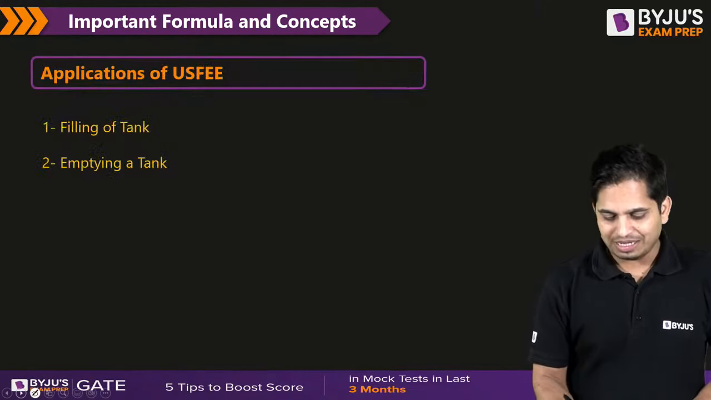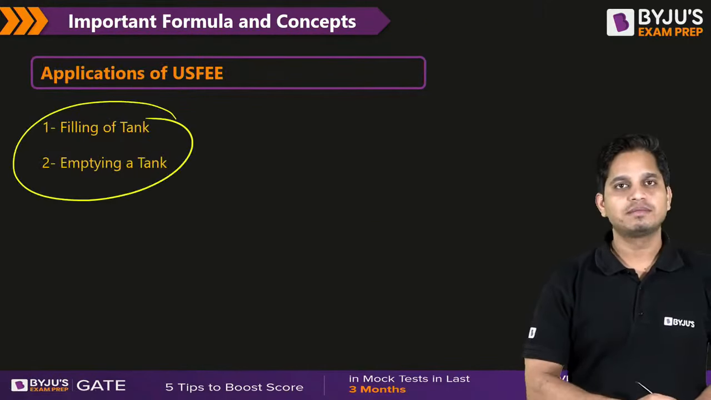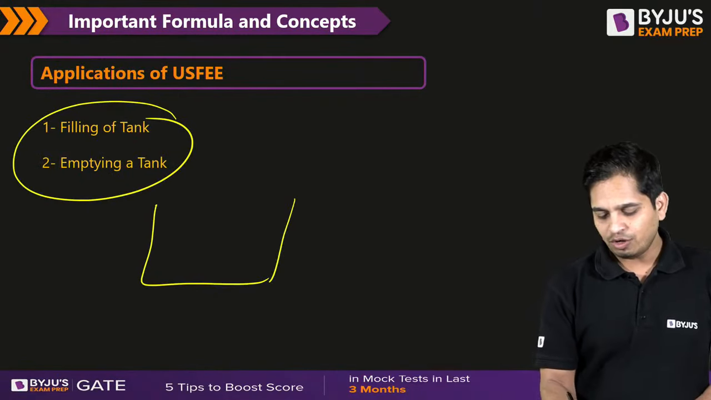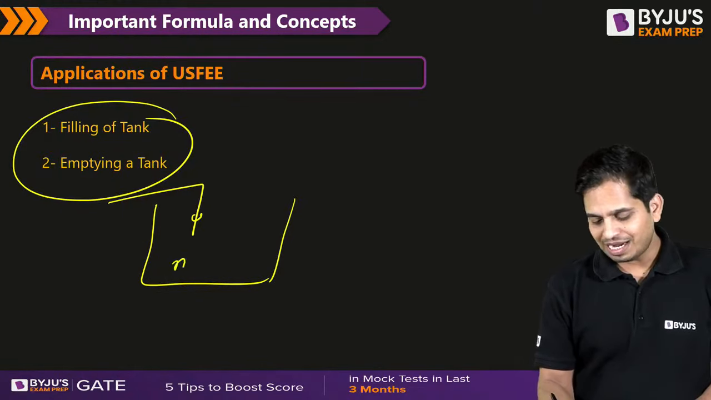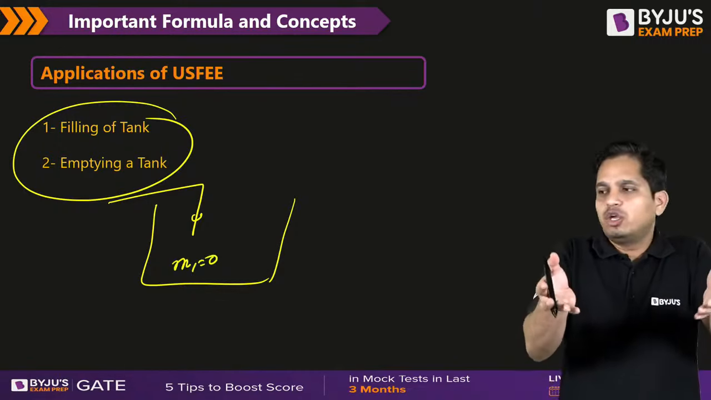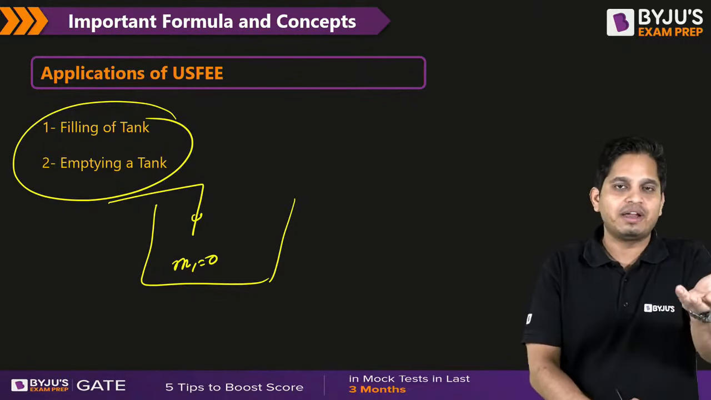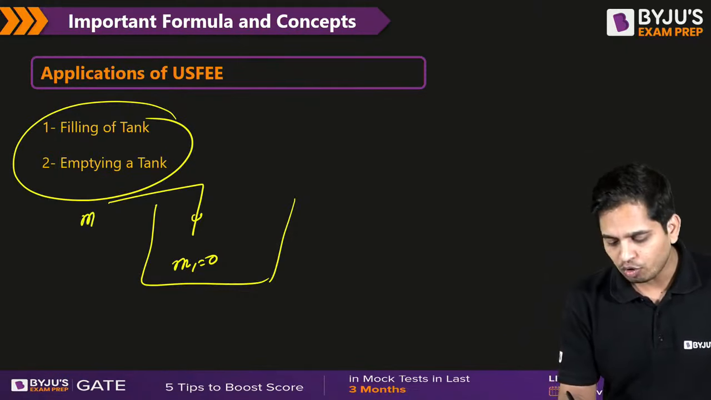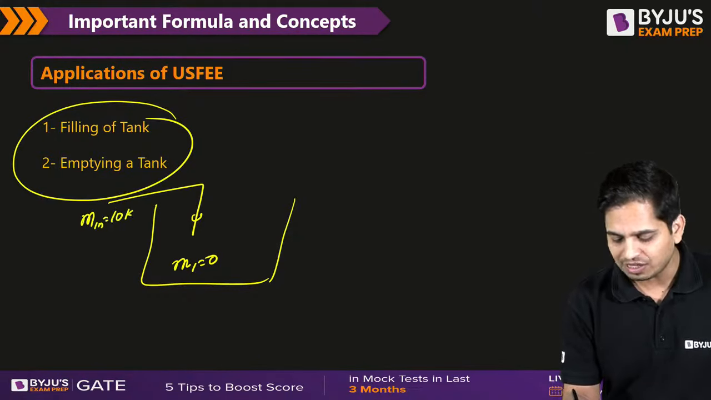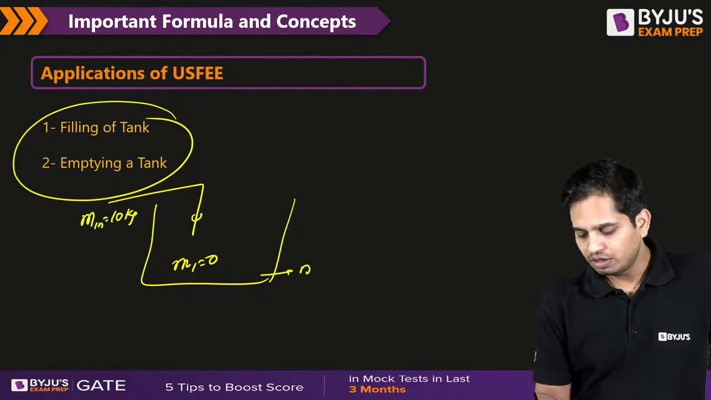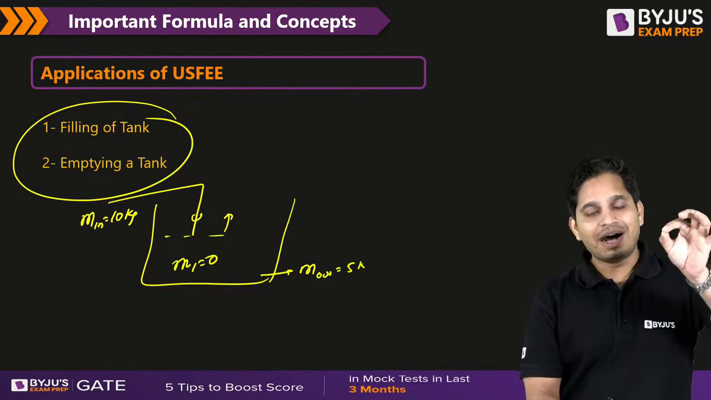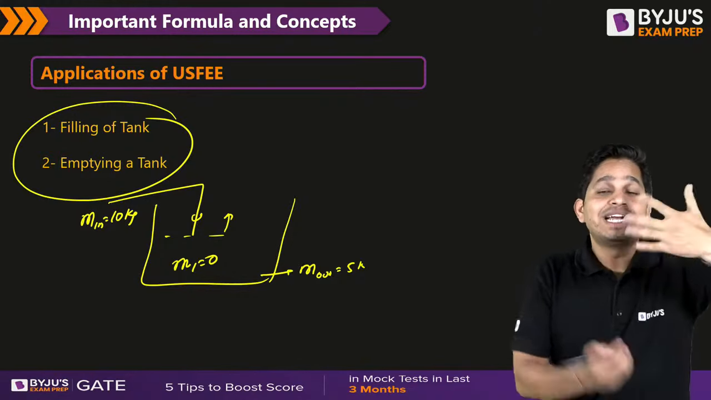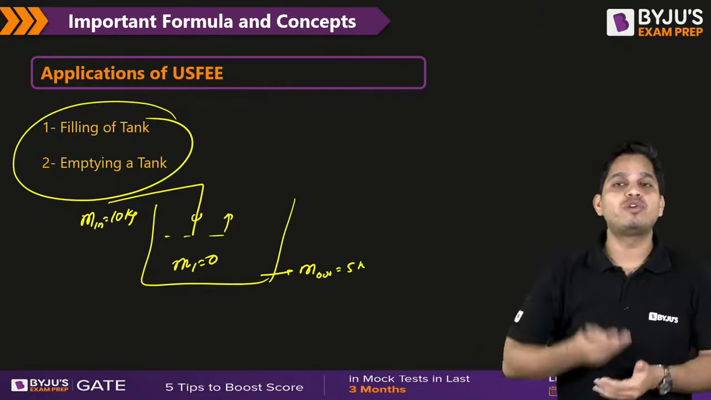Okay, what are the examples? Filling of tank, emptying of tank. For example, some tank is there and you are filling it. Initially the mass is 0. Take a bucket in the bathroom. Now the bucket is empty. Now you are filling at 10 kg and taking out 5 kg. So the level of water will increase, right? That means the mass inside the system is changing. That is unsteady flow. Mass is changing with respect to time.